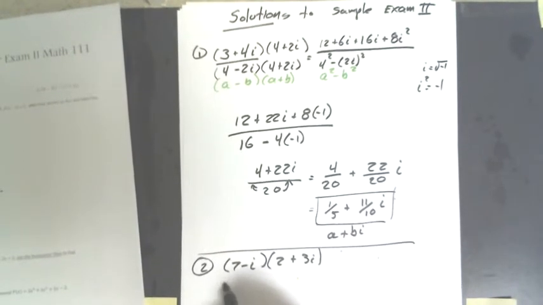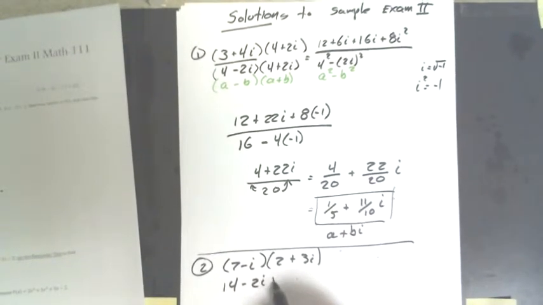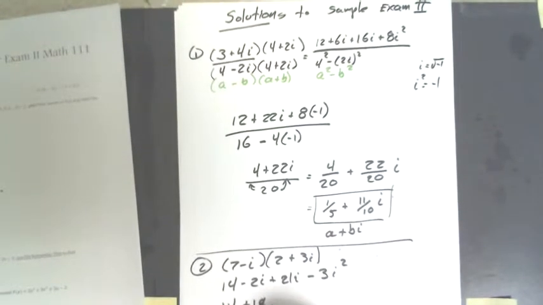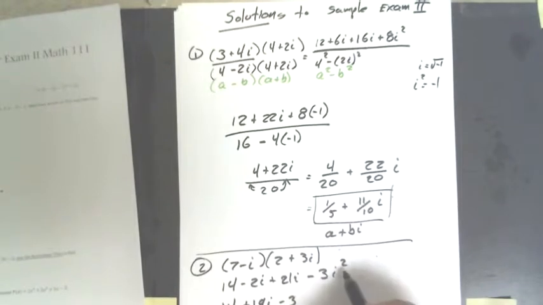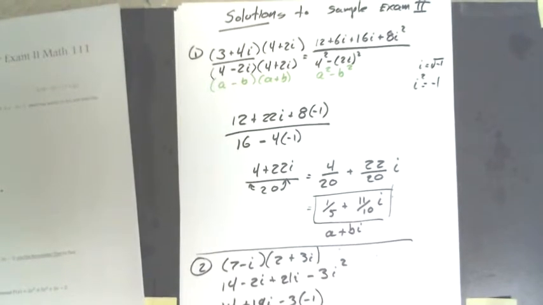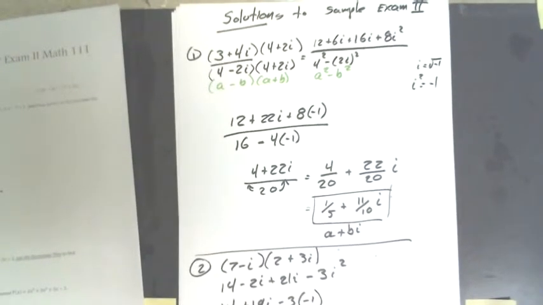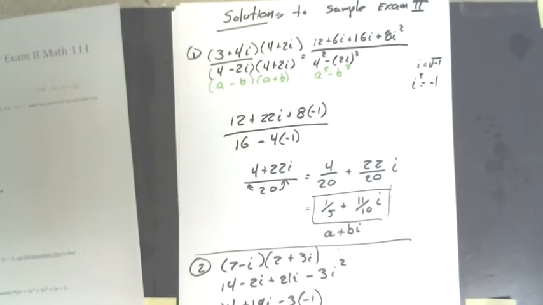So 7 times 2 is what? 14 minus 2i plus 21i minus 3i squared. And again, I'm just foiling that. So we get, what, plus 19i minus 3. And again, that i squared turns into -1. -3 times -1, that turns into a +3. +3 and 14 is 17 plus 19i. Unless I did something weird in the multiplication, and I'm not seeing it if I did. That's it.